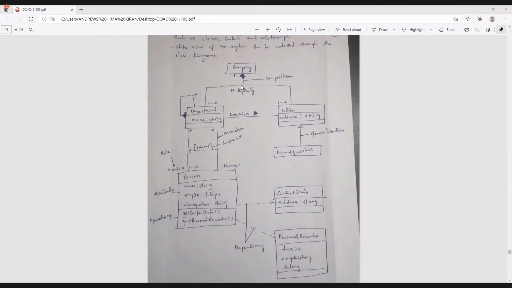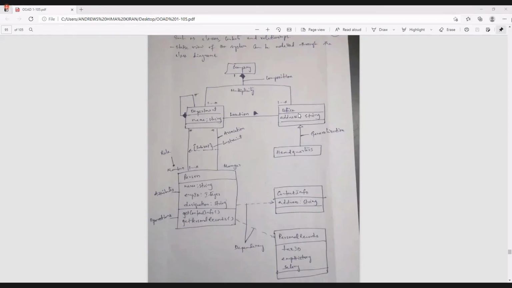And one more thing, a multiplicity representation is given here. For company, the digit 1 is given. And above department, 1 to star, which stands for many. Similarly, above office, 1 to star has been represented.